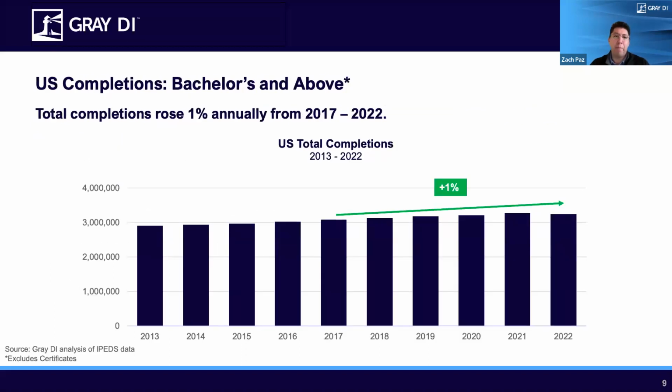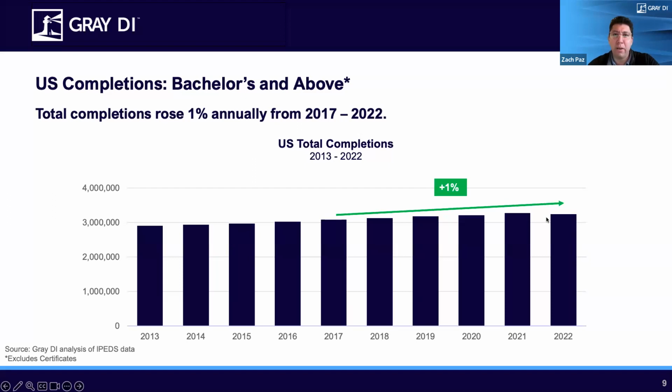So what happened in the most recent year? We're looking at bachelor's and above data, and we can see that total completions, conferred degrees, rose 1%. So not down, which is good, and we're seeing an actual 1% growth there. And this is from 2017 to 2022. From 2021 to 2022, it's actually about flat, but the overall trend is still up.